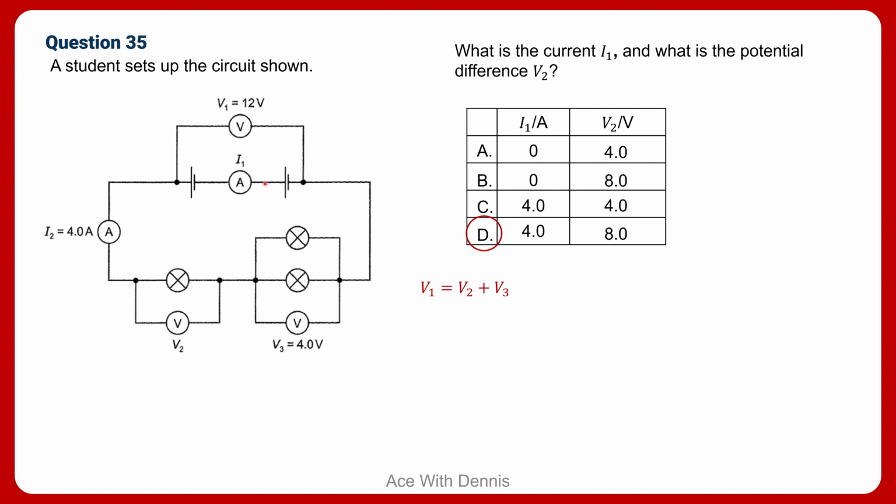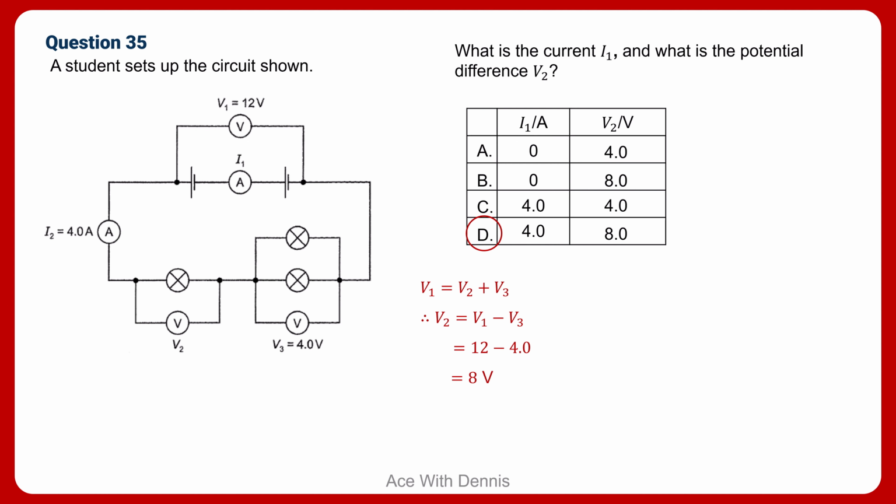Hence, the voltage supplied by the active components will be equal to the voltage taken by the passive components. So V1 will be equal to V2 plus V3. Then what we need to do is just rearrange this equation to calculate V2, which is equal to V1 minus V3. So substitute the values. V1 is 12 minus 4.0, and we get 8 volts for V2.